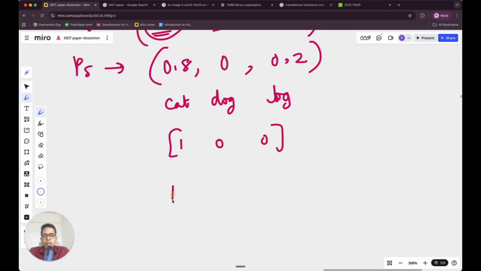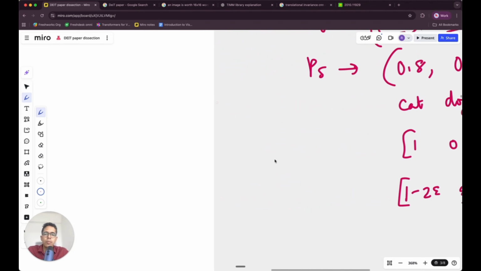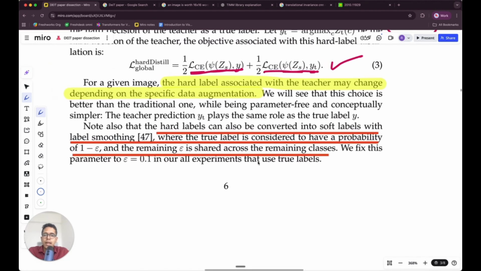But if we want to do label smoothing, we define a term called epsilon. Then we say this is 1 minus 2 epsilon, this is epsilon, and this is epsilon. Maybe epsilon can be 10 raised to minus 3. Then the first term will be 1 minus 2 into 10 raised to minus 3, the second term will be 10 raised to minus 3, and the third will be 10 raised to minus 3. So you are assigning non-zero probabilities to other items also. You can do that. So that will be like label smoothing.